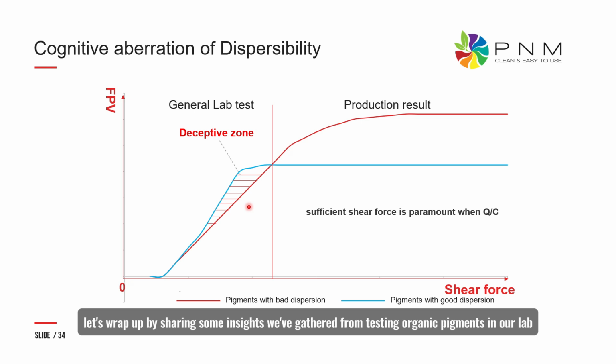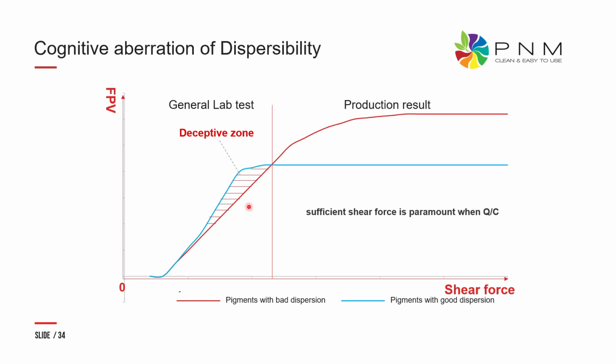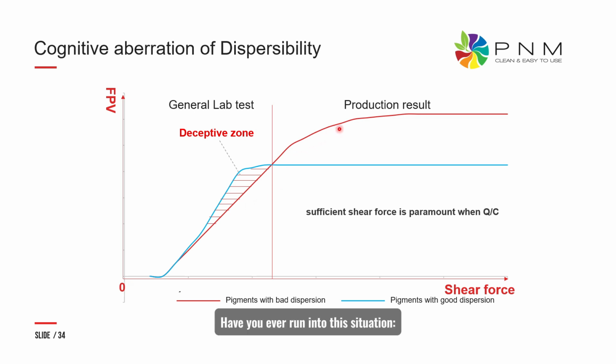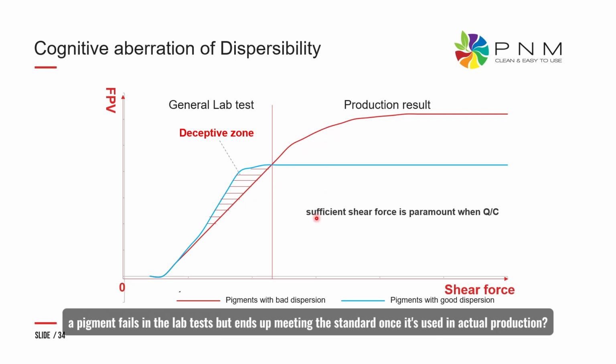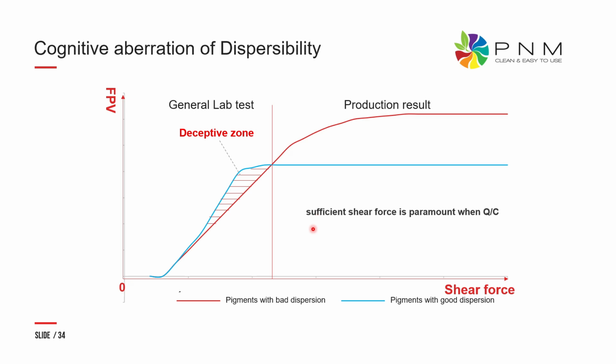Okay, let's wrap up by sharing some insights we've gathered from testing organic pigments in our lab. Have you ever run into this situation? A pigment fails in the lab tests but ends up meeting the standard once it's used in actual production? It's frustrating not knowing why.